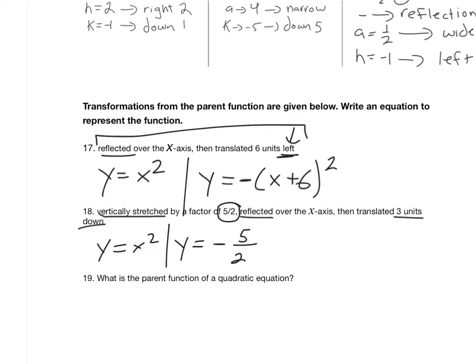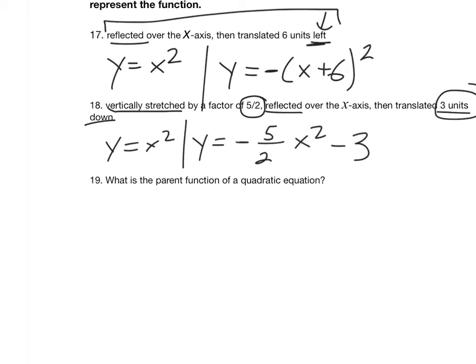Okay, then we have, actually, we don't need the parentheses this time because we don't have a change in h, right? Our change is in k. We're going 3 units down, so that would mean minus 3. We have no change in h, so we don't need the parentheses.